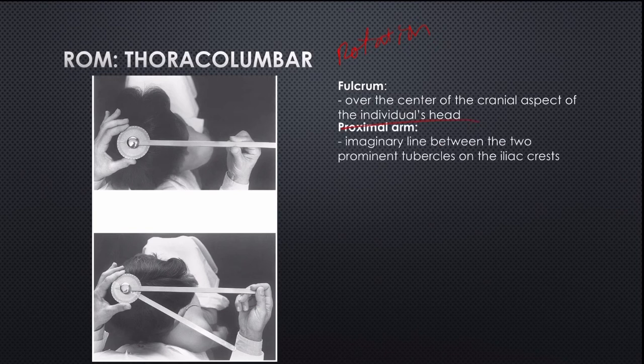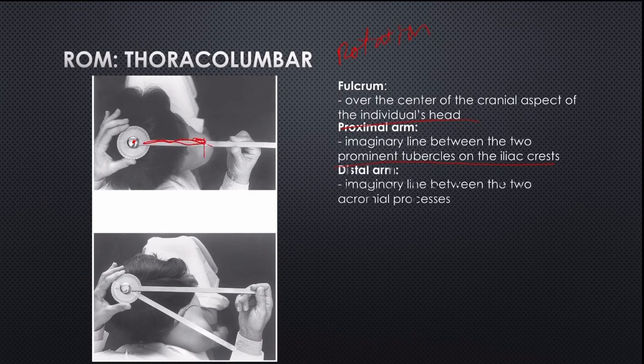Proximal arm, imaginary line between the prominent tubercles of the iliac crest. Since you are measuring the lumbar spine, you may not know where the iliac crest is, but that's the point of your pelvis. If you palpate the pelvis on the side, you can feel a bone there. That's the iliac crest. So you should be targeting that one from your top view. Okay, so this is here your fulcrum.